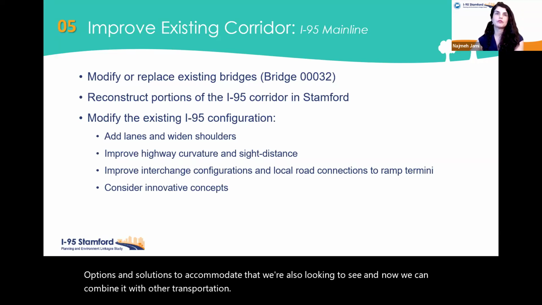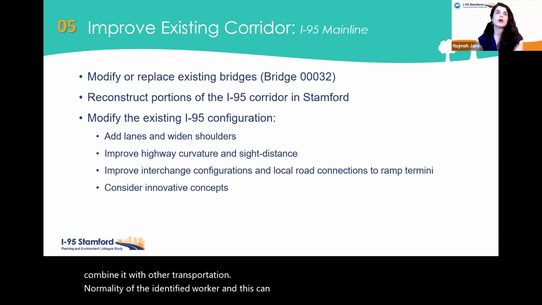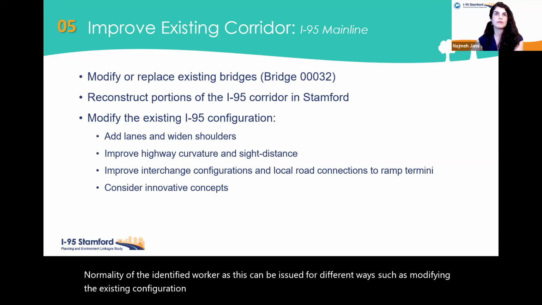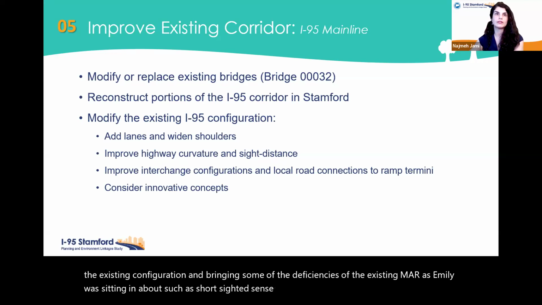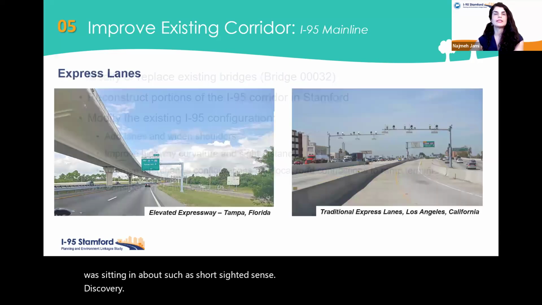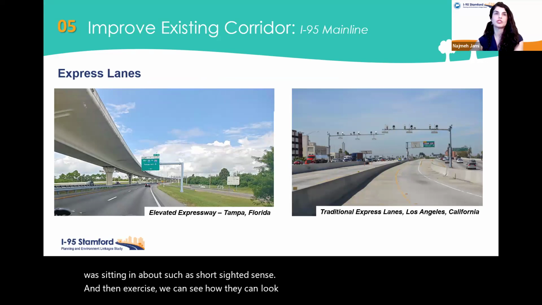And this can be achieved through different ways, such as modifying the existing configuration and bringing some of the deficiencies of the existing mainline, as Emily was talking about, such as short sight distance or tight highway curvature, up to standard. We also consider improving interchange configuration and local roadway connection to ramp termini under this category. In the next slides, we can see how some of these improvements and options can look.